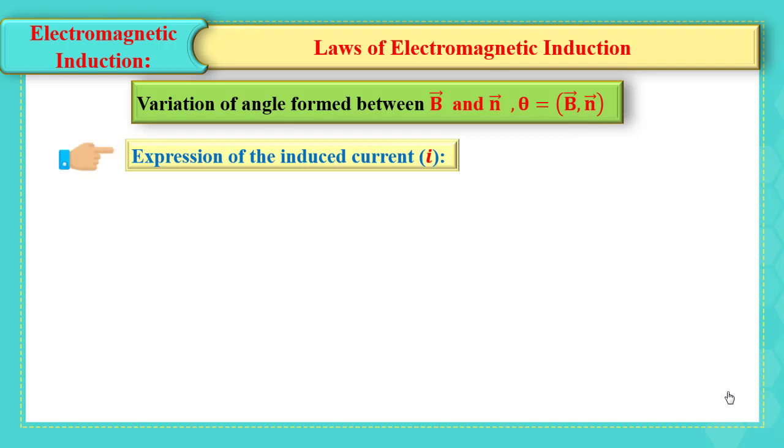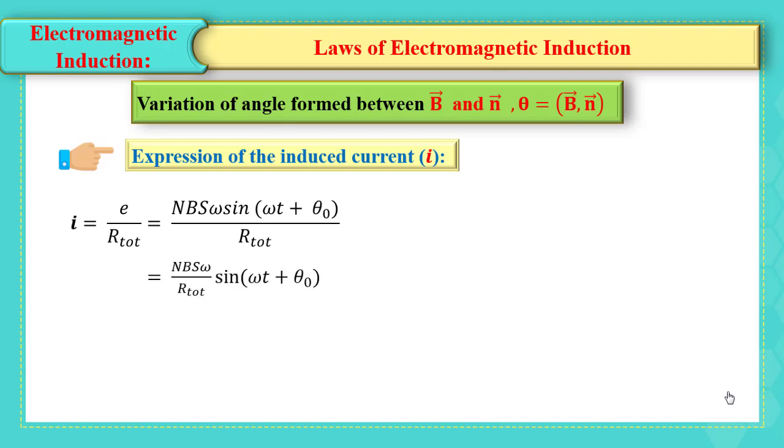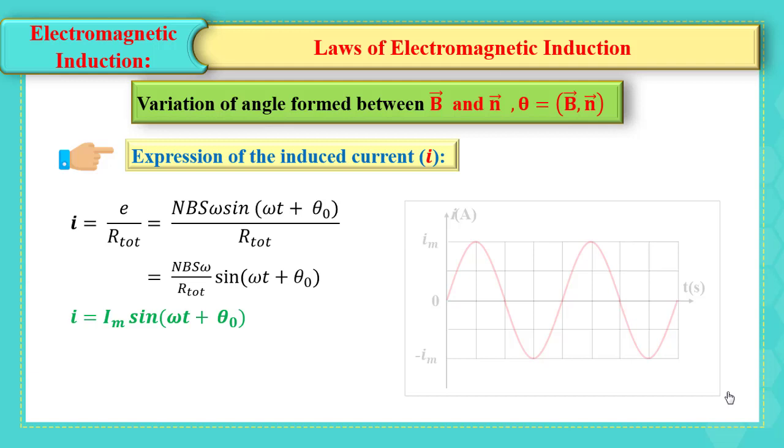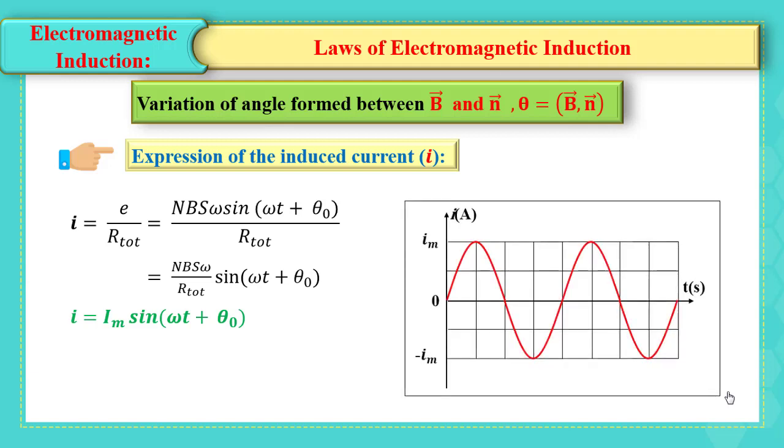Expression of the induced current I. According to Ohm's law, I equals E over R total, equals NBSω sin(ωt + θ0) over R total, where NBSω over R total represents the maximum value of I, and the expression of I becomes I = Imax sin(ωt + θ0). The adjacent graph represents the expression of alternating sinusoidal current where θ0 is equal to 0.